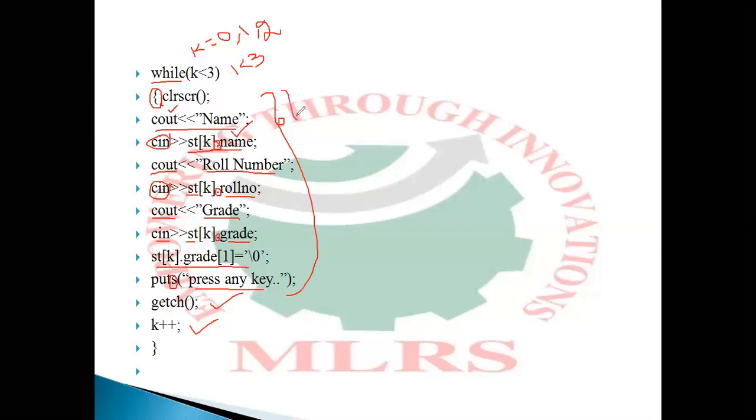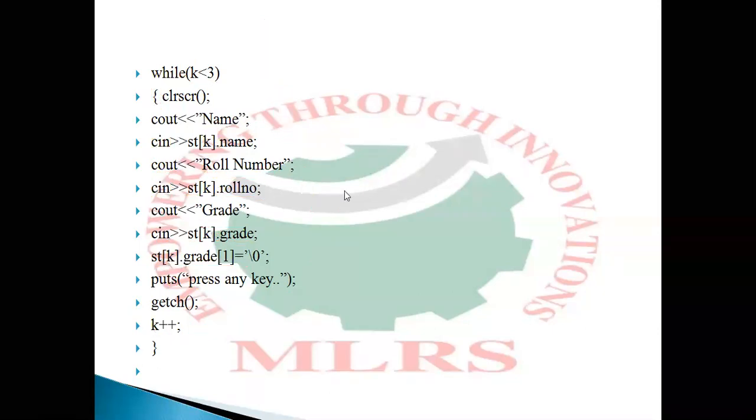Then again it executes the loop construct for the third time. So again it specifies cout name, which appears on the output screen. Cin st of k dot name, where k value is 2, st of 2 dot name. Now we enter the last student, the third student's name, and the same for roll number and grade. Then k plus plus, and the k value becomes 3. When the k value becomes 3, 3 less than 3, the condition becomes false. It comes out of the loop. So this is the way we execute a set of statements by means of a while loop.